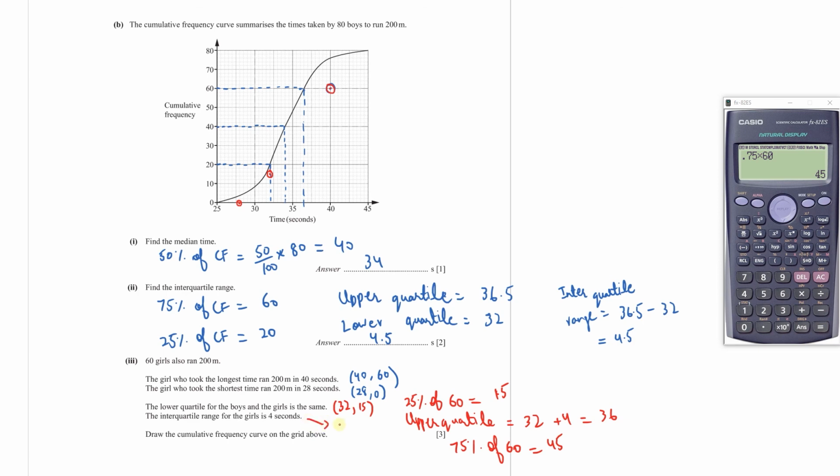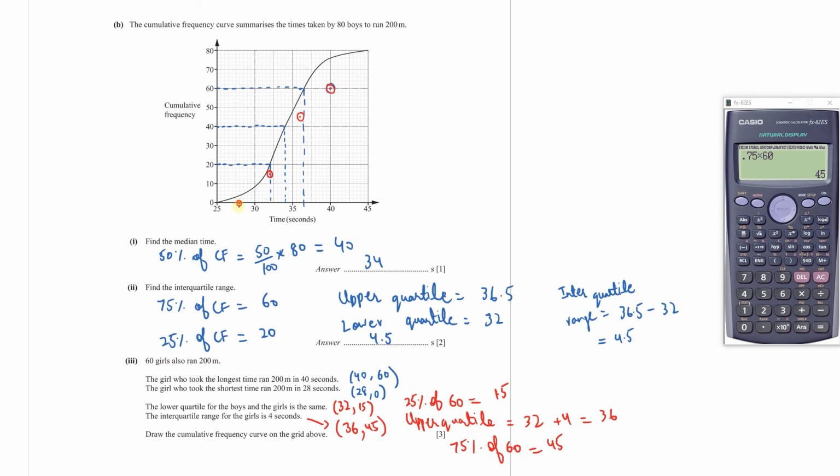So on the x-axis, you have the upper quartile, which is 36. And on the y-axis, you have the cumulative frequency value, which is 75% of 60, which is 45. So this point will be 36 and 45. This is 35, this is 36, and then you go up: 40, 42, 44, and 45 here. So these four statements will give you these four points.